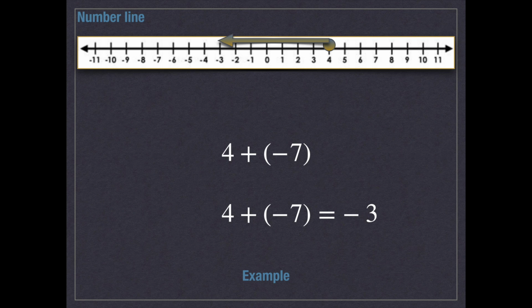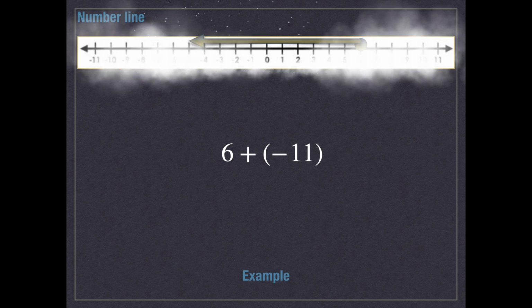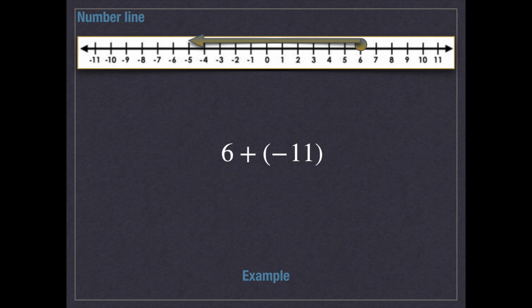Using a number line at first for this can really be useful until you just can see it and get it. Nothing wrong with using a good strategy like this. Here's another example. We'll try 6 plus negative 11. Our starting point, of course, is 6. And we'll move backwards or to the left, negative 11, and end up right at negative 5, of course. So 6 plus negative 11 equals negative 5.